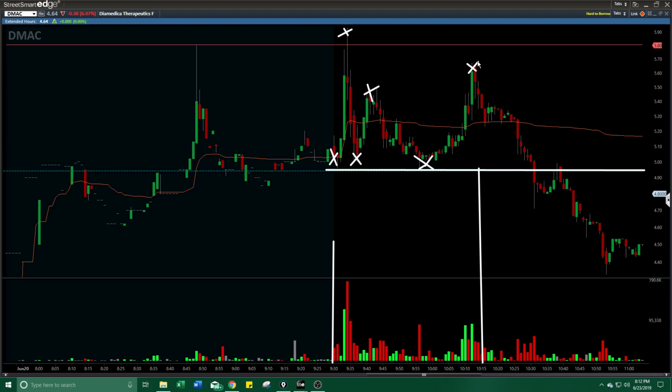Even if you weren't able to catch this all 3 times, even one time for a nice 50-cent bounce off a whole level, $5 up to 5.50, boom, 500 bucks in your pocket. First hour into the market, not even, and you're done for the day. And then this slowly fell apart and crumbled. I just wanted to share this chart with you guys. This is a playbook play, most definitely, that I try to look for.